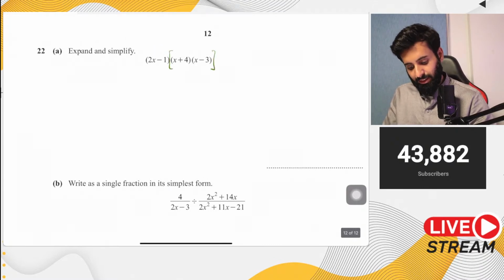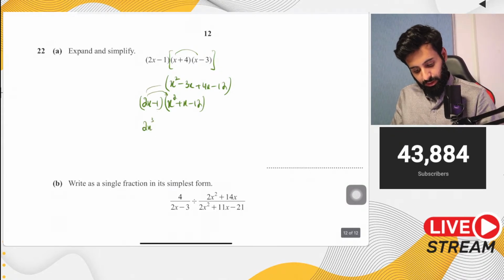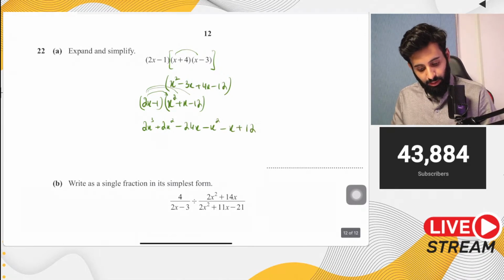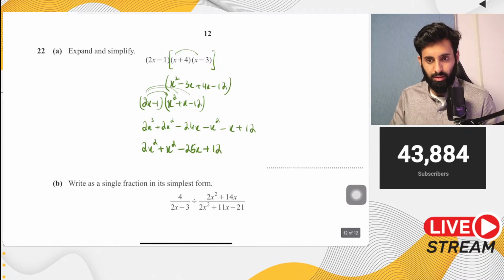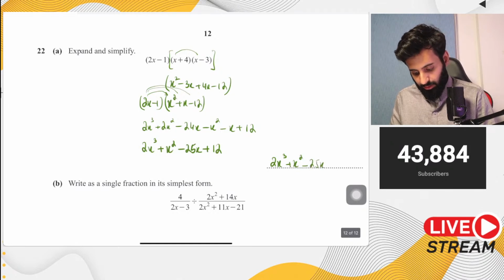So first of all, let's expand and simplify these two. X into x is x square minus 3x plus 4x minus 12. Okay, so if you simplify this, you have x square plus x minus 12, which then gets multiplied by 2x minus 1. So 2x into x square becomes 2x cube, 2x into x becomes 2x square, 2x into minus 12 becomes minus 24x, minus x square minus x plus 12. There you go. Now 2x cube as it is, plus 2x square minus x square becomes plus x square, minus 25x because of minus 24x minus x, plus 12, and there you go. That's your answer. Acha, it's not 2x square, it's 2x cube. 2x cube plus x square, sorry, minus 25x plus 12. There you go. Okay, part B.